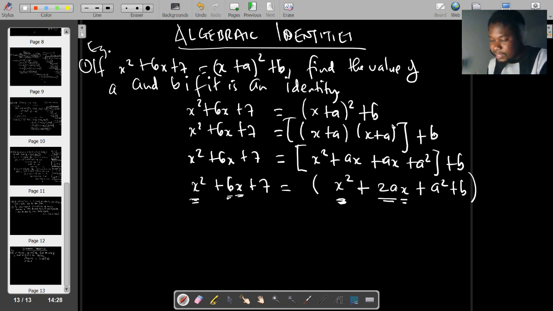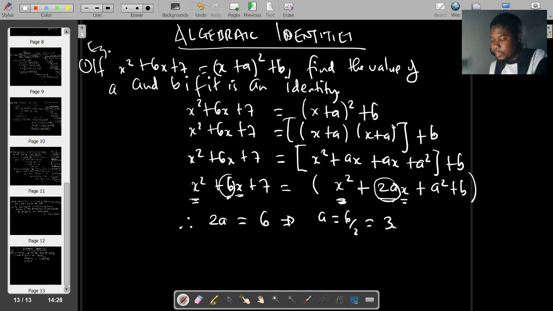So if these things are identities, we'll say therefore 2a equals 6. Why is it equal to 6? Because it's at the same position as in the other expression, so those two coefficients must be equal. This becomes a equals 6 divided by 2, which gives us 3. So I've found the value of a. All right, can you see that?